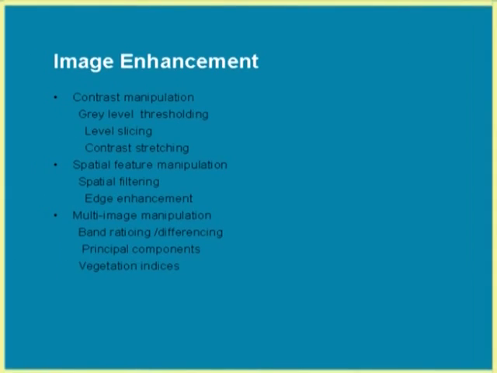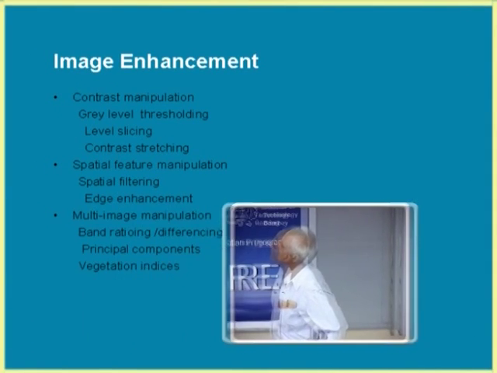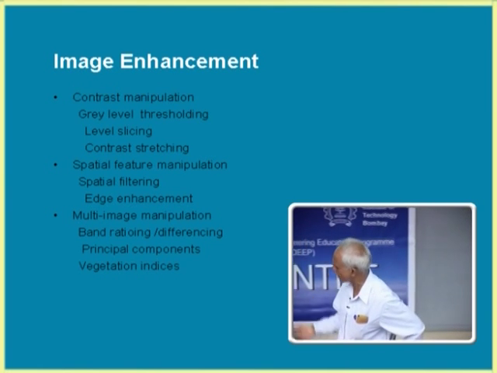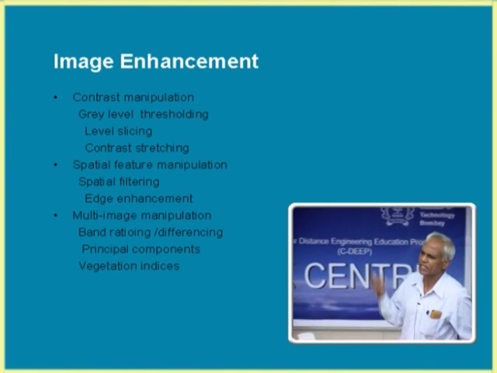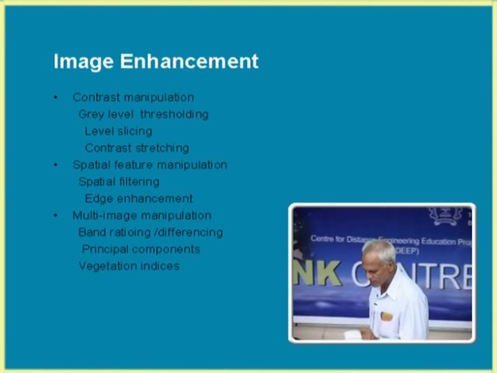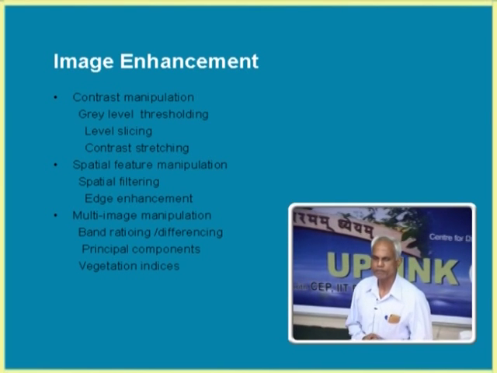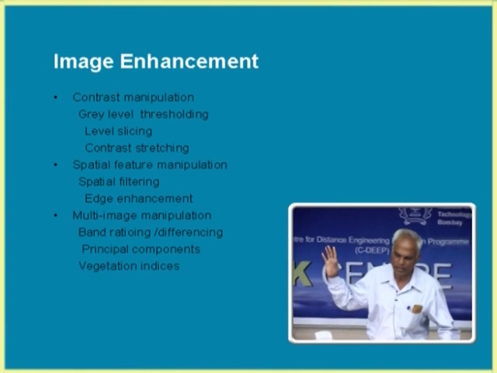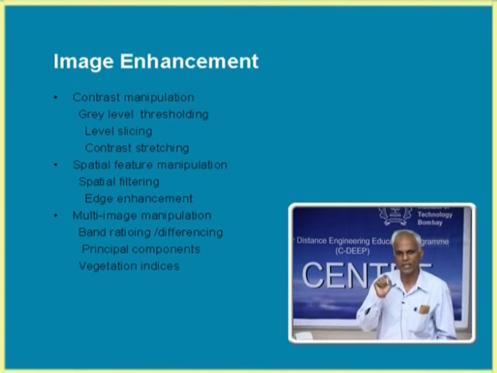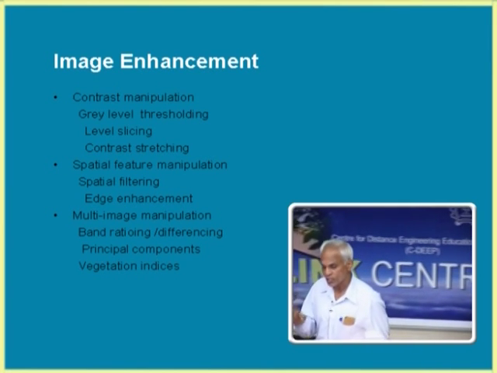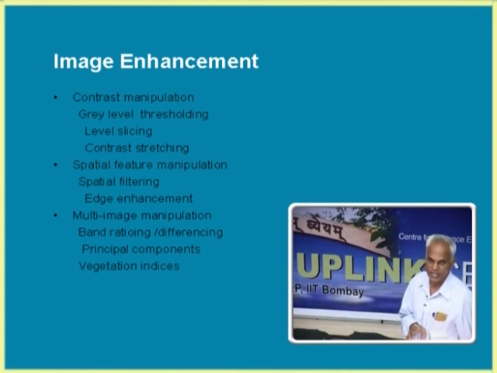So what is enhancement? It is contrast manipulation, gray level thresholding, level slicing, contrast stretching, spatial feature manipulation, spatial filtering, edge enhancement, multi-image manipulation, band ratioing, principal components, vegetation indices, plenty. What exactly does image enhancement do? Is image enhancement necessary for image classification? I am not showing you this to frighten you. It's only some of these terms; let us not discuss every one of them, but let us know: is image enhancement needed? The previous step, image rectification and restoration, is a must before we go for classification.